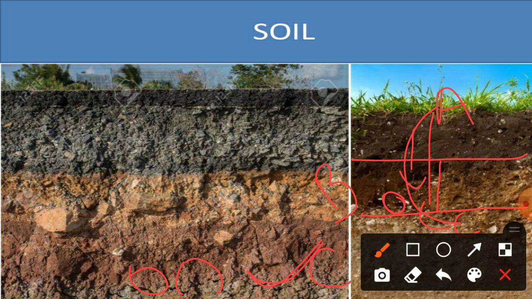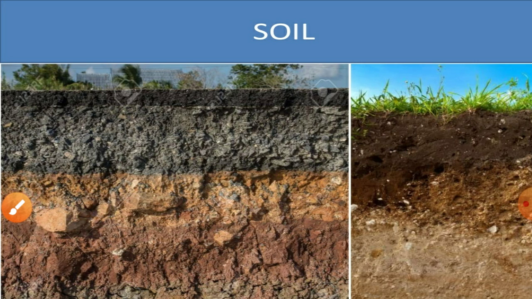And A is the most important horizon of the soil. All kinds of plantation, all kinds of cultivation, all kinds of trees and saplings only grow at layer or horizon A. So this is the soil profile. Now we will discuss the different types of soil found in India one by one.